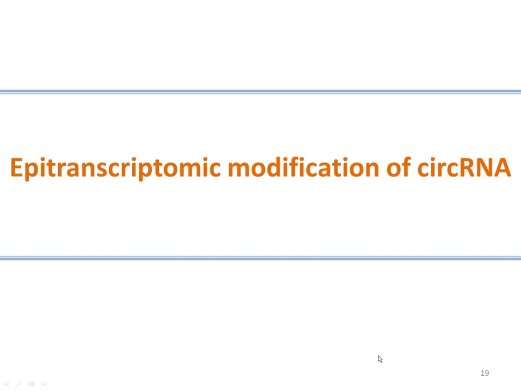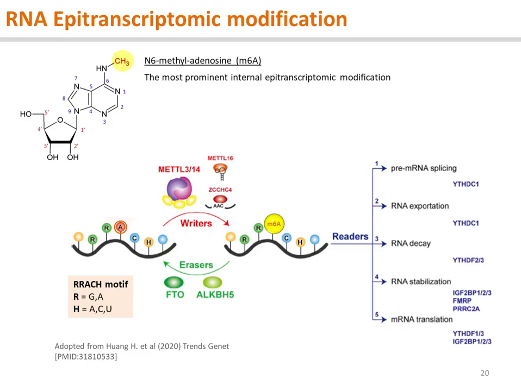Now let's move on to epitranscriptomic modification of circular RNA, an important layer of circular RNA regulation, along with the expressional regulation of circular RNA. As in mRNA, m6A, the methyl group modification at the sixth position of the adenosine, is the most important internal epitranscriptomic modification of circular RNAs.